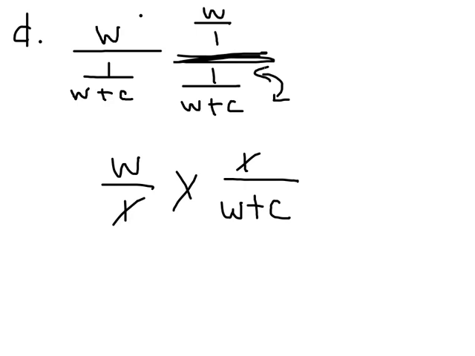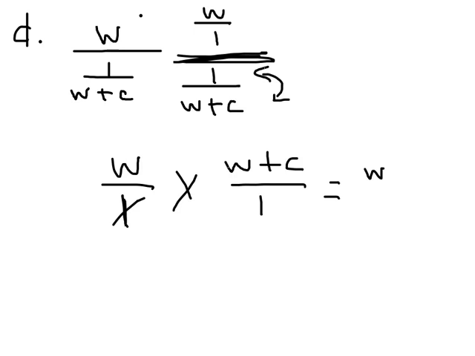I am so sorry. I said invert and multiply, but then I forgot to invert. Just goes to show you it's an easy mistake to make. So w plus c goes on the top and 1 goes on the bottom. So this 1 is actually still there. And 1 times 1 is 1. And now we have w times w plus c. And we'll just leave it like that for right now. That would be your answer.